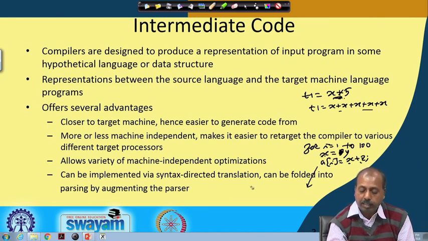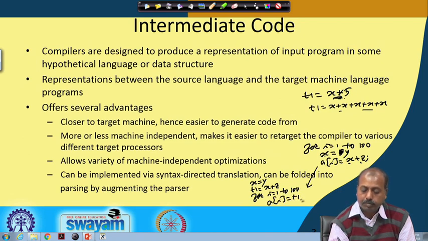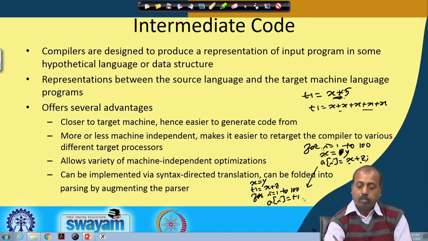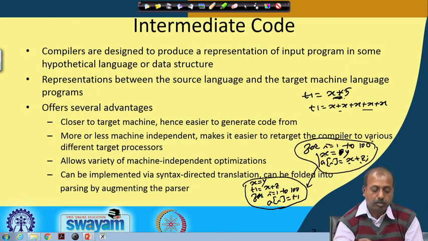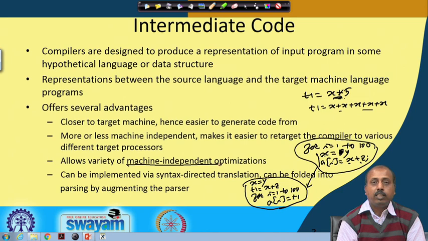A better code can be written like this: I write x equal to y, and then I take a temporary variable T1 and make it equal to x plus z, and then I put the loop, for I equal to 1 to 100, a[I] equal to T1. Why is it good? Because I am not doing these computations 100 times. So, if I can do this in some intermediary language that is independent of the target machine, this is the machine independent optimization that I am talking about.